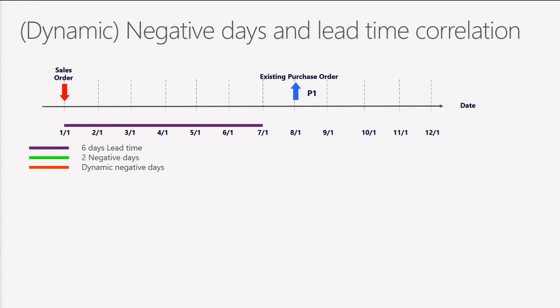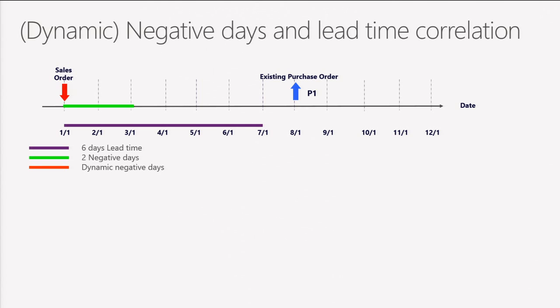So in the first example, we have an item that is purchased. The purchase lead time of the item is 6 days. It's the purple line. Then we have a sales order coming in on the baseline, so let's say the current date. And in the system, we have an existing purchase order, which is 7 days from today. Now, let's assume in the system your negative days is set to 2, which has no connection to the lead time of the items.